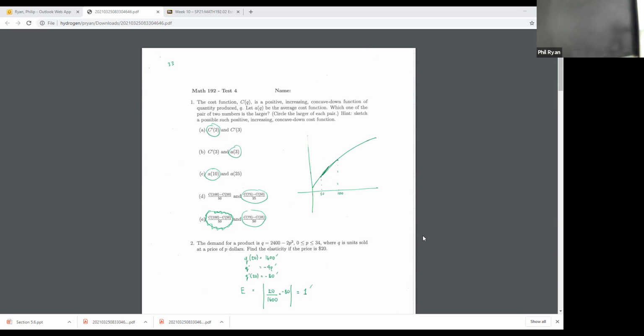Also, the average is going to be greater at a lower number than a higher number, because we can see that the slopes of these lines from the origin to the curve get less steep the further we go along.